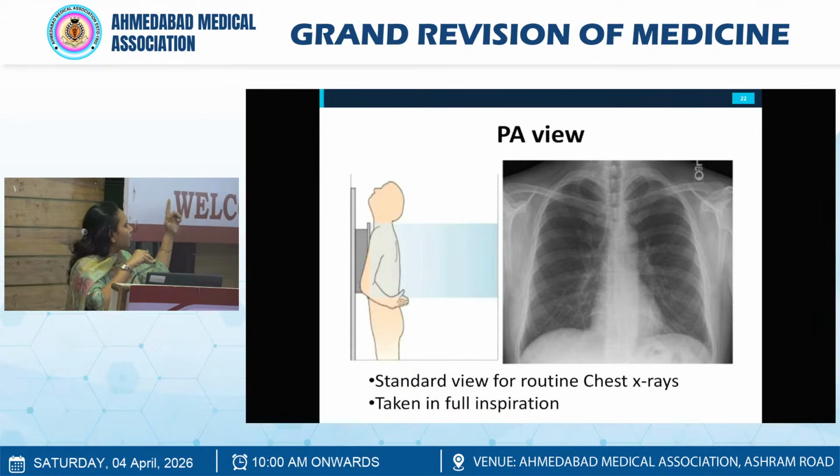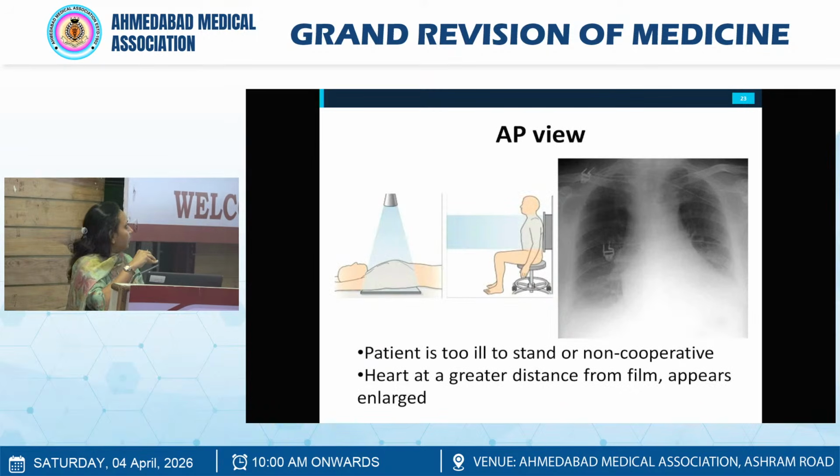So all the anterior organs will be seen very clearly. Then comes the AP view. Here, the patients who are too ill to stand or who are non-cooperative, usually in the ICUs, we take an AP view, where the rays come from the anterior side and the plate is placed posteriorly. So here the heart is enlarged because the heart is at a greater distance from the plate. So the heart seems to be enlarged.